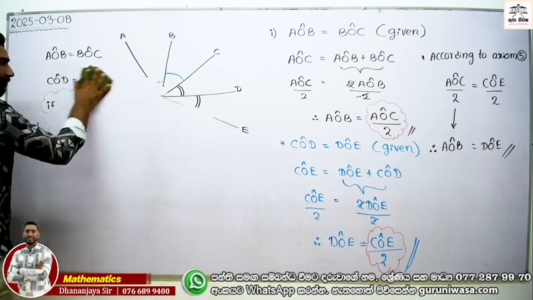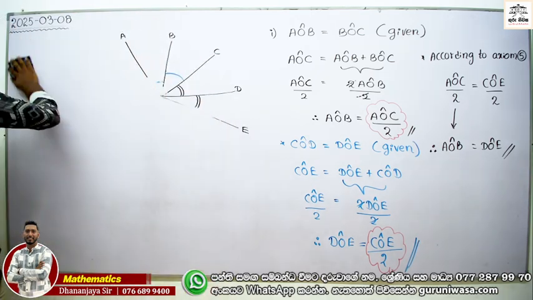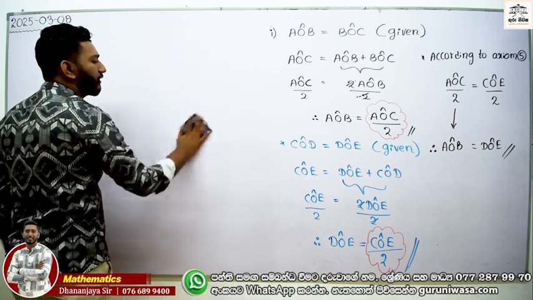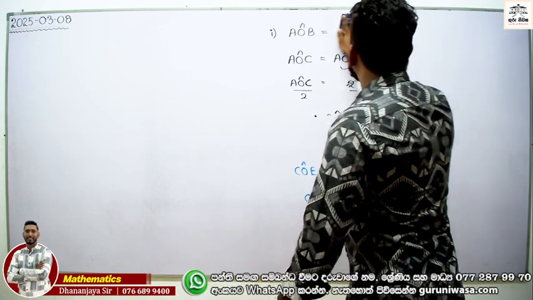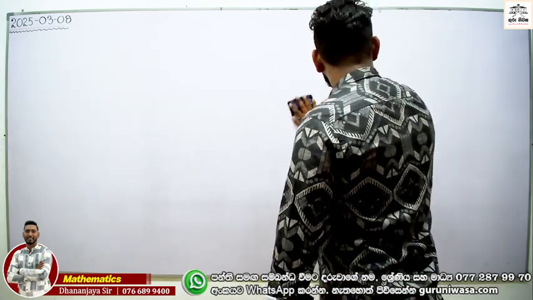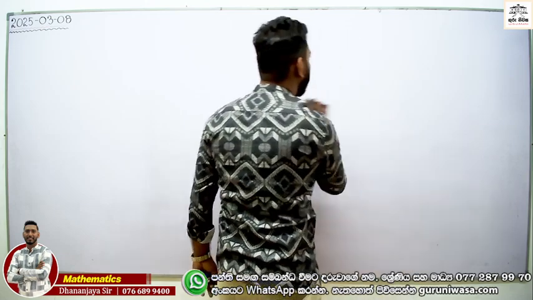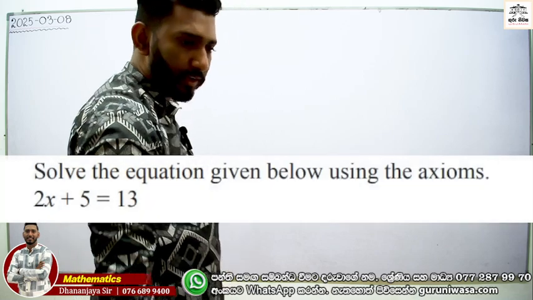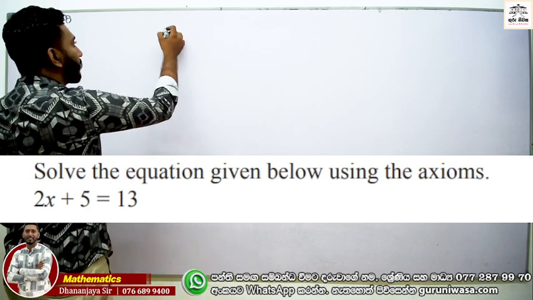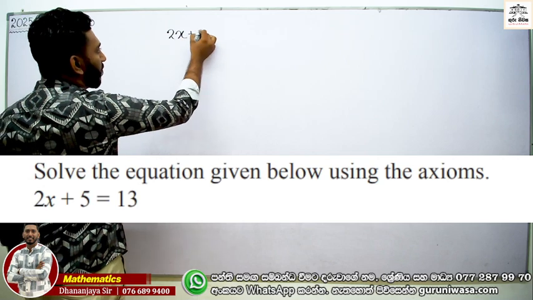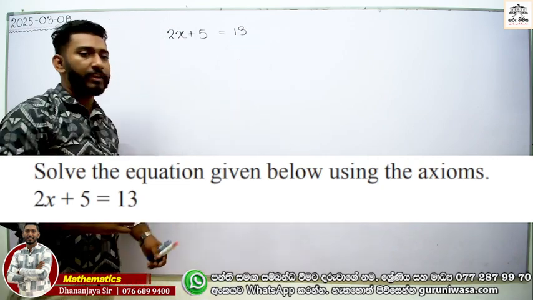Solving equations. In math, solving equations. Now we can use the axioms to solve equations. Now look at this. Let me show a simple example. Solve the equation given below using the axioms. 2x plus 5 is equal to 13. And this is the equation.